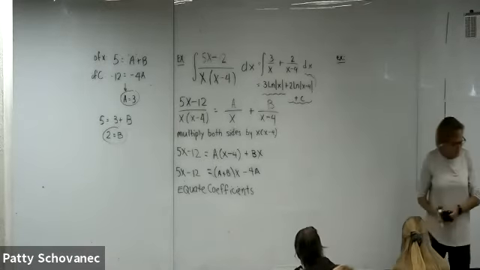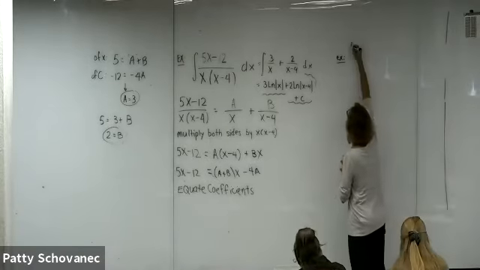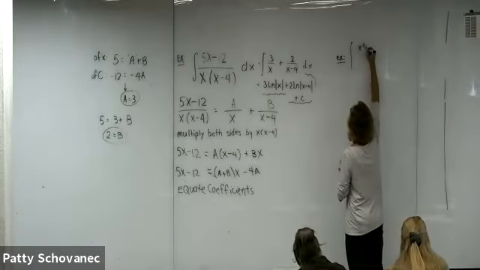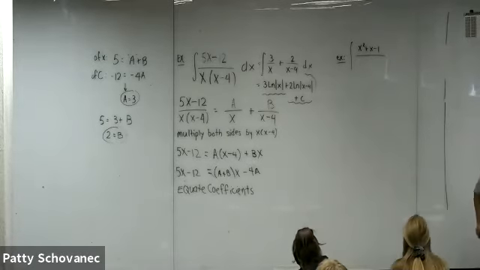So let's put, we're going to try to integrate x squared plus x minus 1 divided by x plus 1, 2x minus 1.